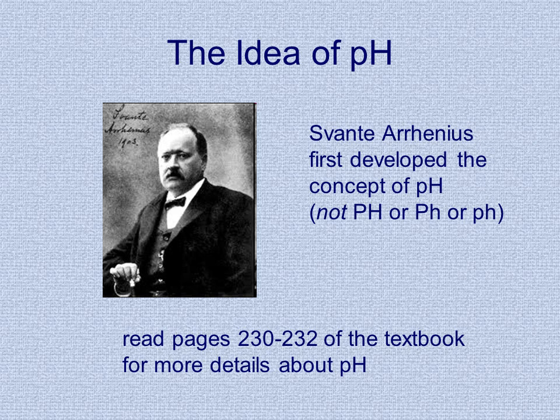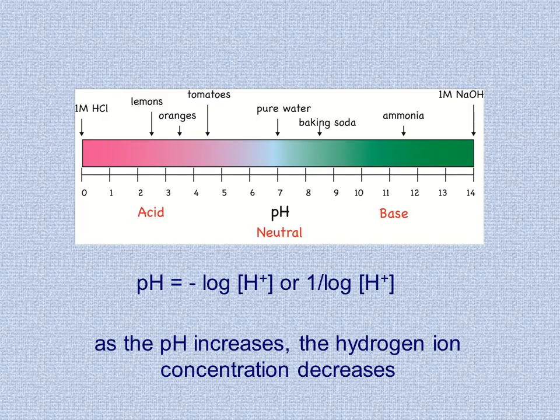Okay, the idea of pH. Svante Arrhenius first developed the concept of pH. Now note how I write it: lowercase p, capital H, not any of the others. And you can read pages 230 to 232 in the textbook for more detail about pH. But this basically gives you a number to indicate hydrogen ion concentration.